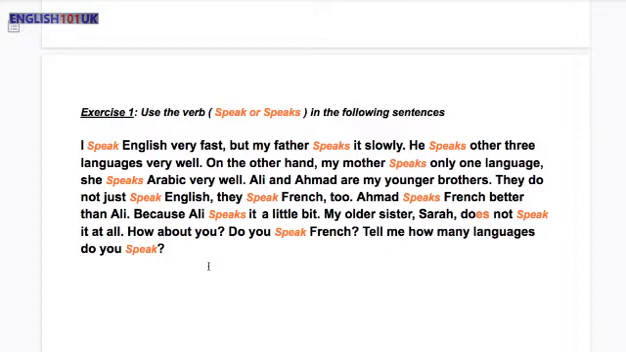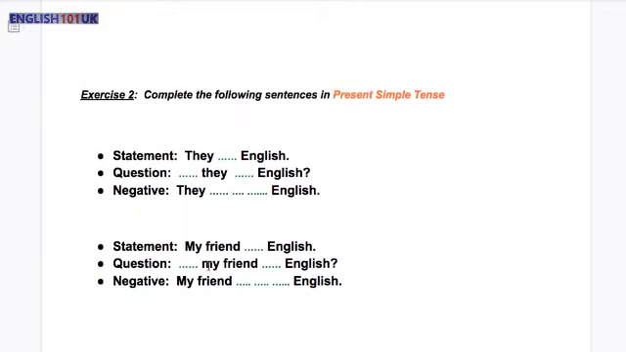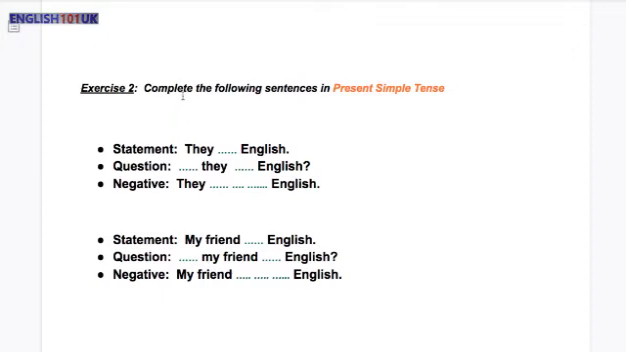Let's move to number 2. It says, complete the following sentences in present simple tense. So we have a statement, question, and negative. We want to fill these gaps with the appropriate verbs or words. Let's say they something English. So we say they speak English. This is the statement. How about the question? How do we form the question? In this case we say do.